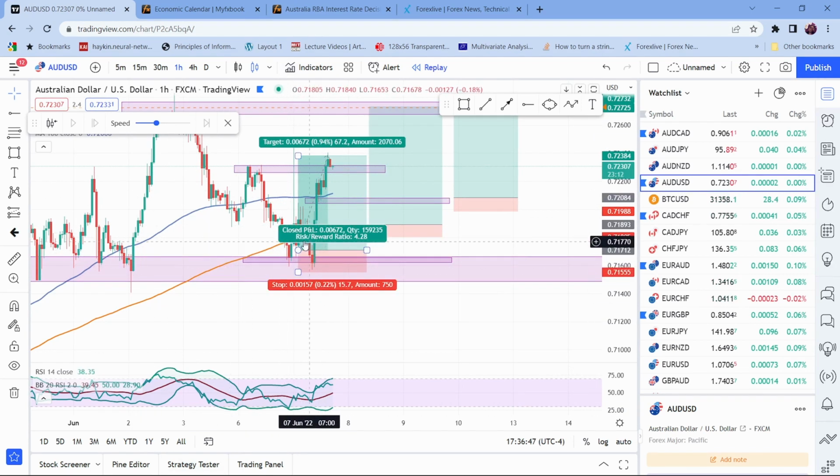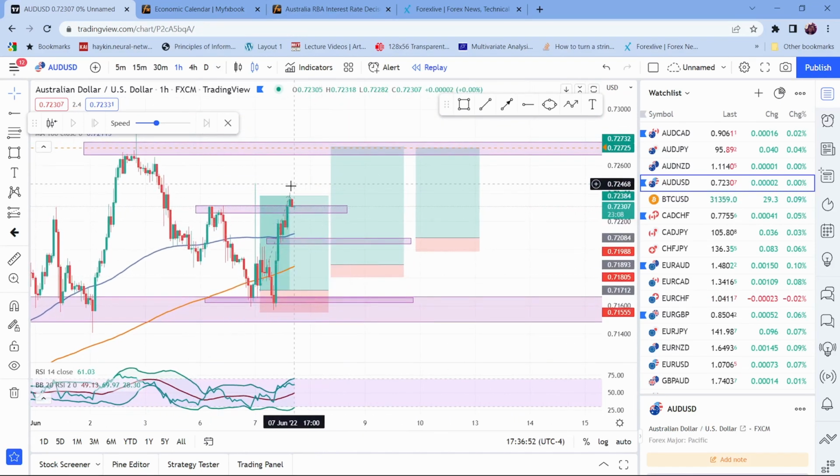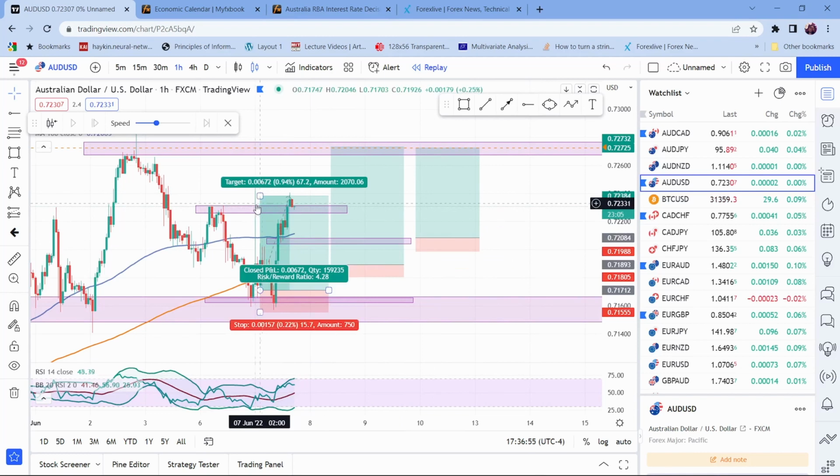Then another time when price came in here, this is the trade that we're currently in, going in right now. Actually very deep in profits at this point. So yeah, that's it, trade, guys.